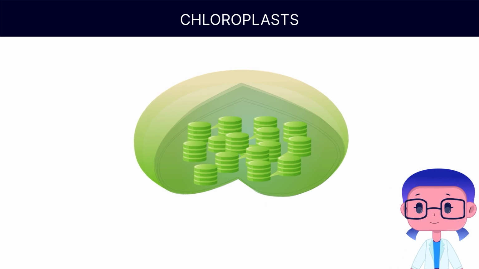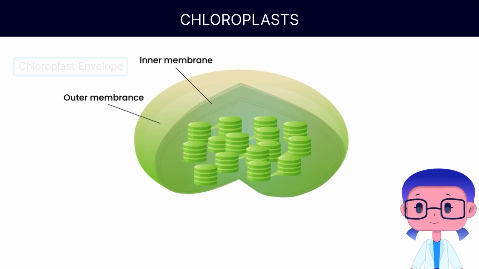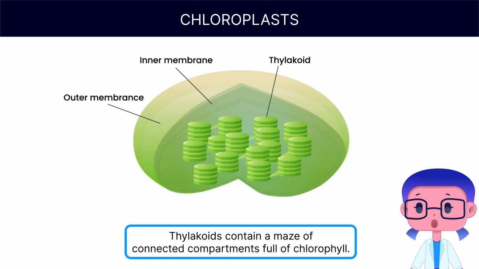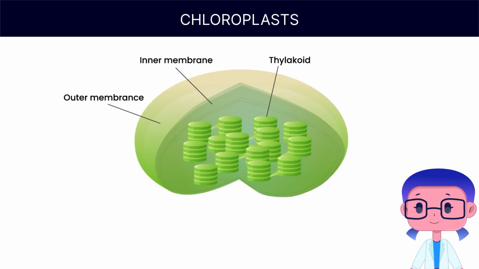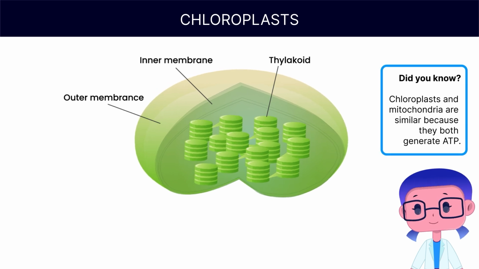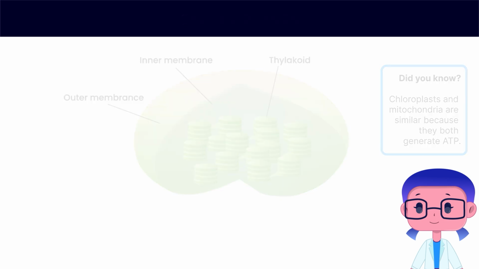Chloroplasts are encased in a double membrane called a chloroplast envelope, and each of these large organelles contains an internal membrane system called the thylakoid membrane. These stacks of thylakoid membranes create a maze of connected compartments full of chlorophyll. Because of their double membrane, chloroplasts are much like mitochondria, as the purpose of both organelles is to generate ATP.